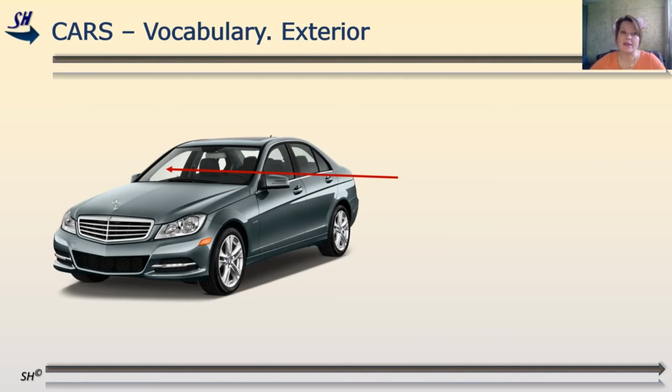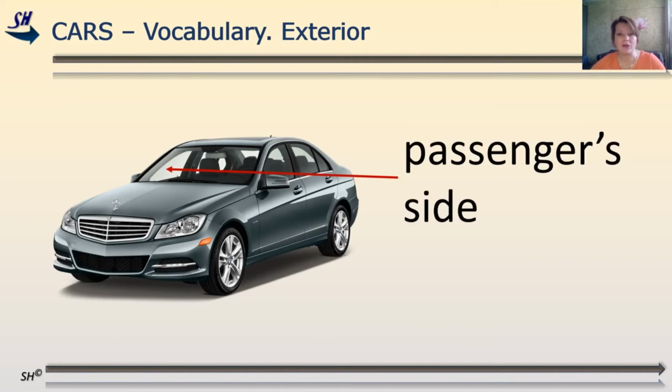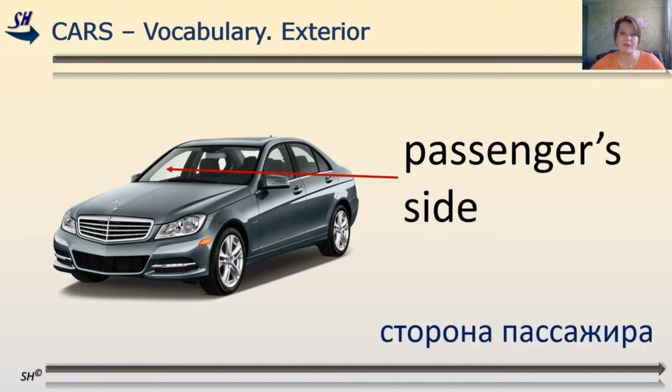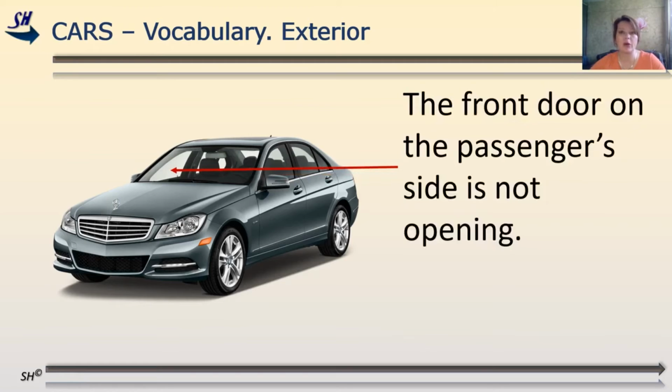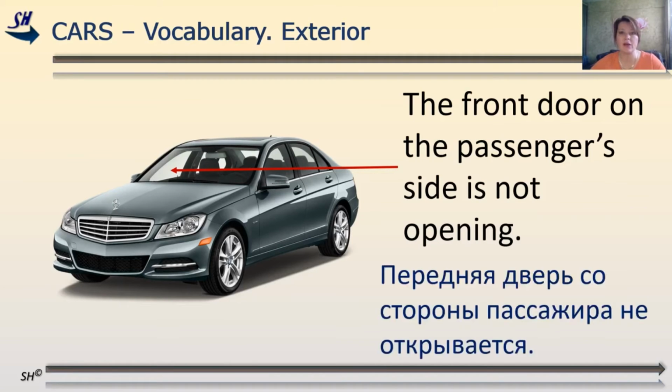So the opposite side is called the passenger's side, which is also pretty logical. The front door on the passenger's side is not opening. Like that, it's absolutely clear which door needs to be fixed.